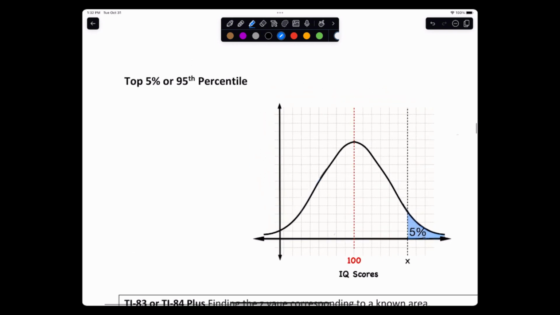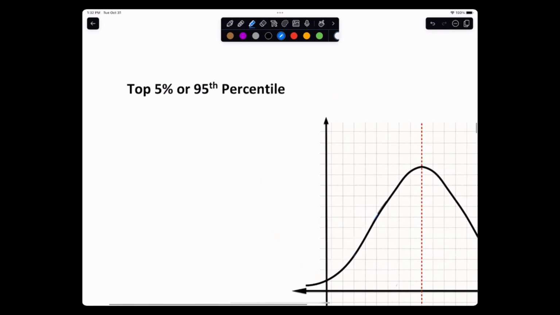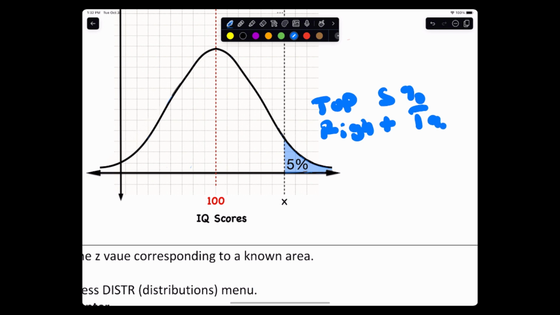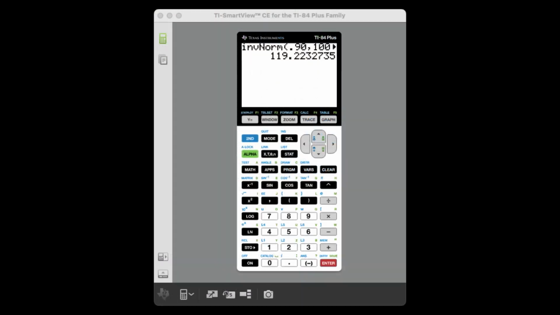Anyway, top 5%. Isn't that P95? All right, top 5%, ladies and gentlemen, is a right tail. Anything top is a right tail. And then 5%, you've got to write that down. Okay? So I want you guys to know anything top is a right tail of 5%.